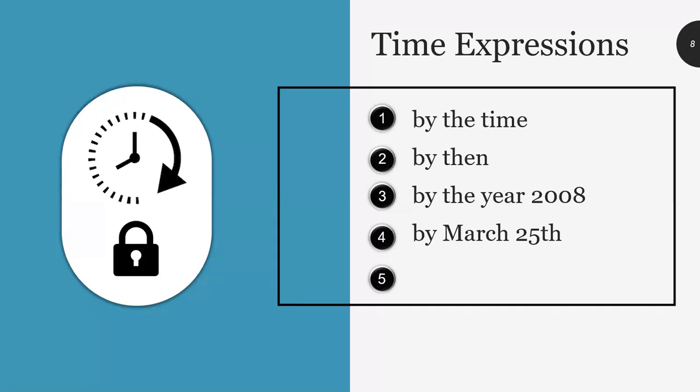So we can say, by the time I finish my degree, I will have married, or I will have been married, you can say that too. I will have been married for 2 years. Okay? Also you can use "by then", pada saat itu juga. By then.